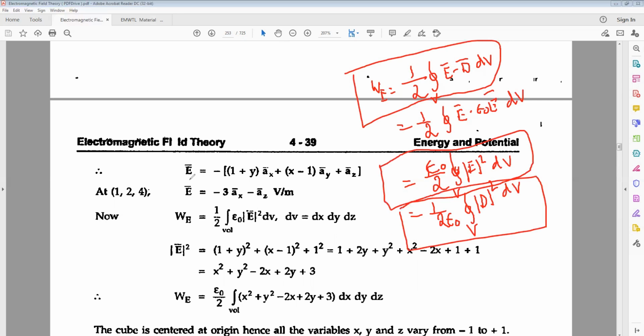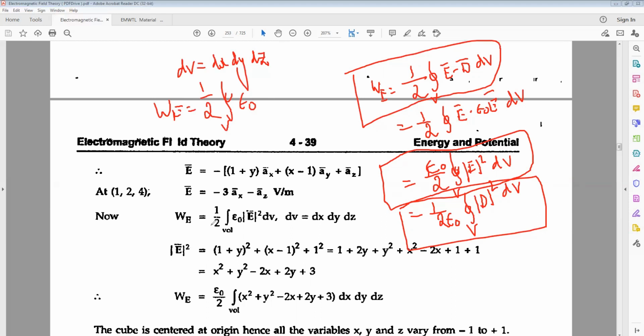I have the value of E bar, so I use 1 by 2 epsilon naught, the squared magnitude of E bar dv, and dv means in terms of Cartesian dx, dy, and dz. So WE is equal to the integral, 1 by 2, volume integral epsilon naught times E bar. What is the E bar here? (1 + y) ax bar plus (x - 1) ay bar plus az.